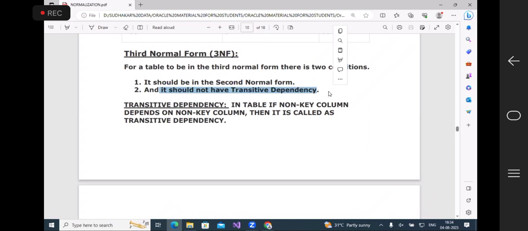What is the latest technique here? Transitive dependency columns. So that should not be here. So now the question is, what is a transitive dependency, sir? Okay, now first understand the definition.